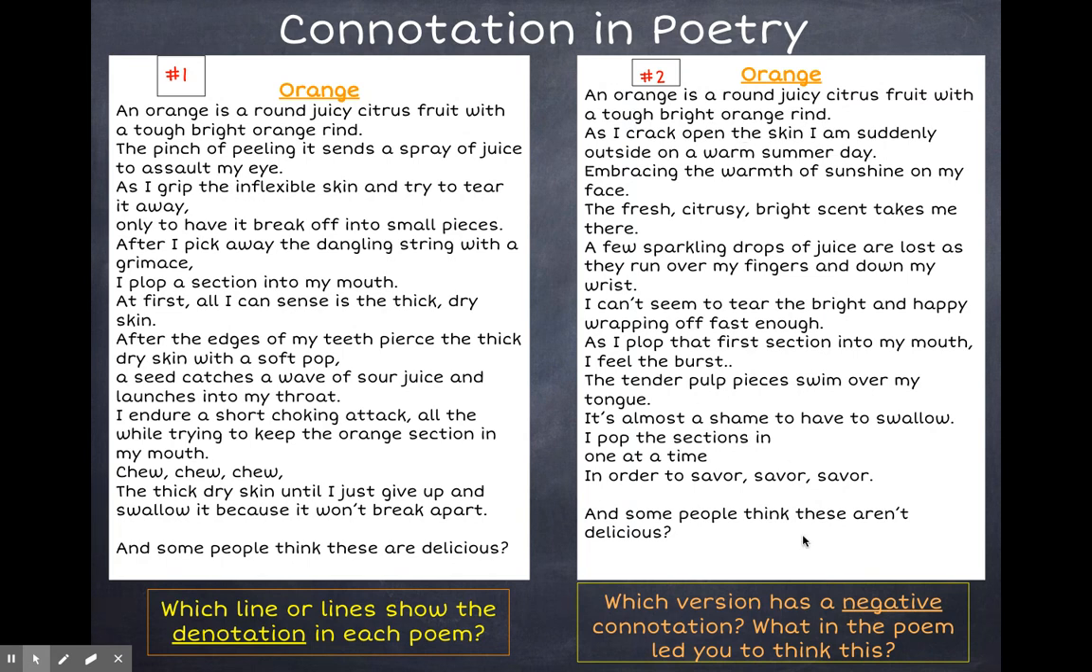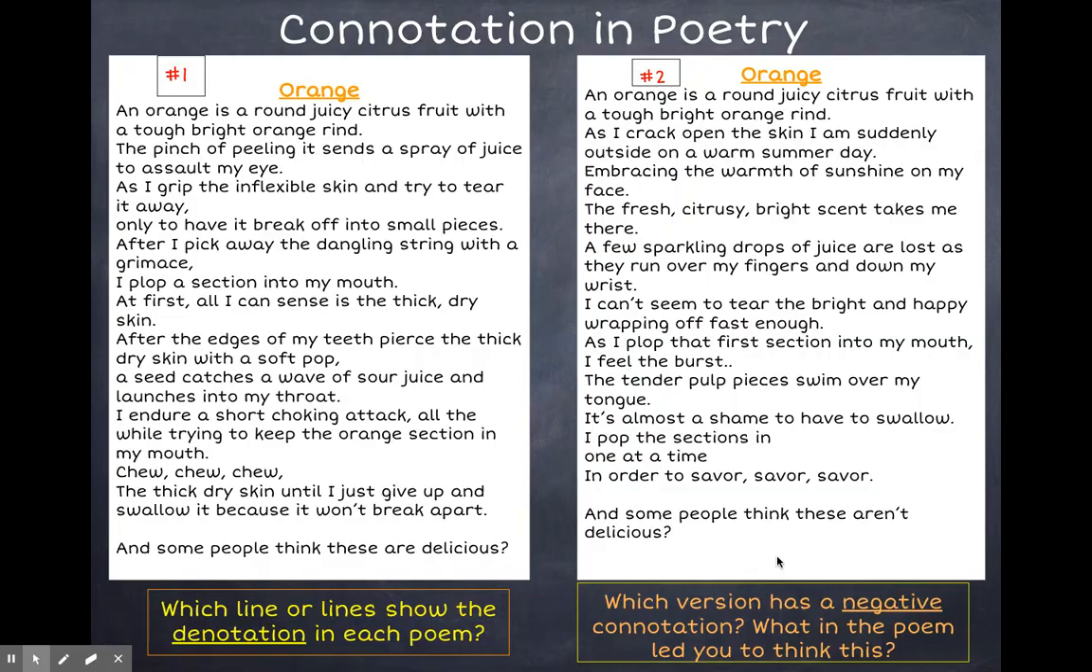Now, number 2 is different. It has a positive connotation. It's about the same exact thing. They started off the same way, but because of their word choice, they give it more of a positive tone. So they use words like embracing. They feel like they're out on a warm summer day. Warmth, sunshine, fresh, citrusy, bright, sparkling. And then towards the end, they say, and some people think these aren't delicious, meaning they think they're delicious and can't imagine why someone else would not think that. So again, this shows you that based on what words you choose, it can completely change the tone.